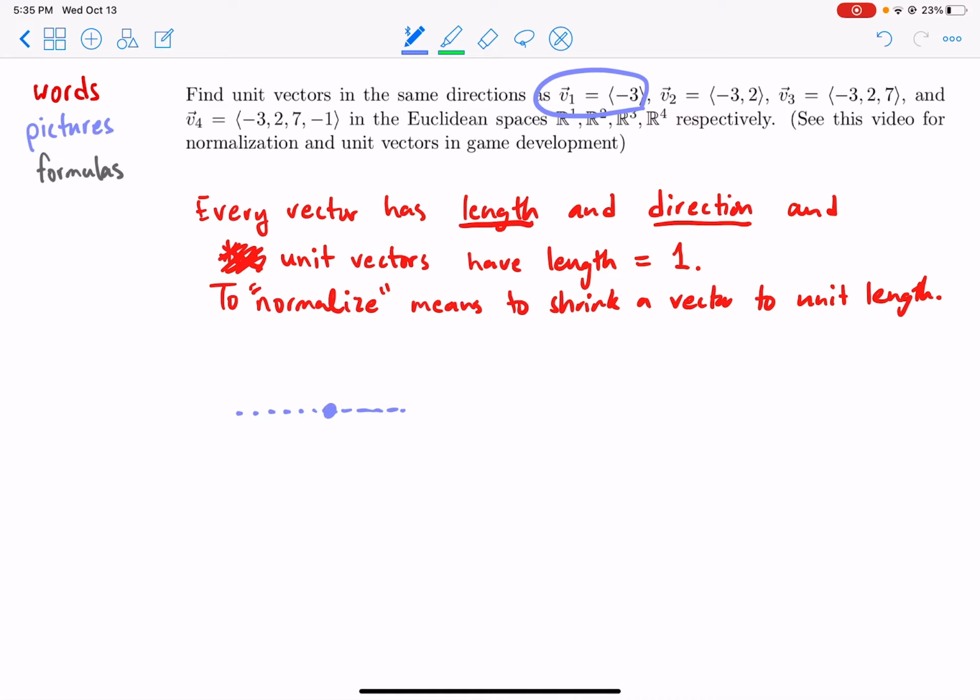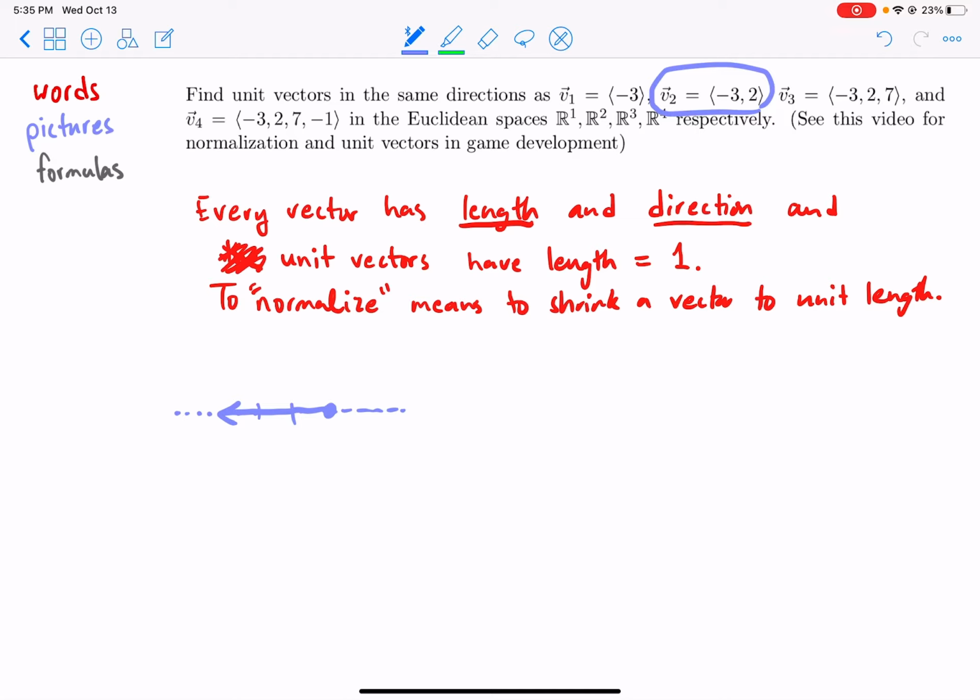And here it is. It's going to go 3 units to the left. Because you see it up here. Well, it's a vector in one-dimensional space, because there's one number, and it goes to the left by 3. Then I'll now draw V2.